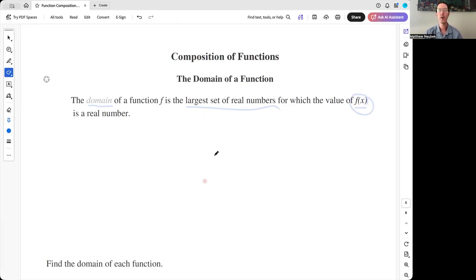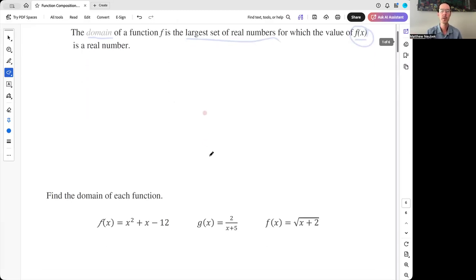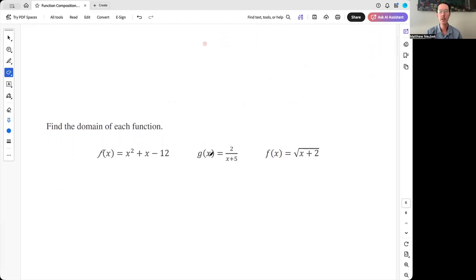Okay, so the way that I usually describe this is it's a list of numbers that we're allowed to plug into the function. We're not going to plug them all in, but just which ones am I allowed to plug in? For example, you can plug in positive numbers or negative numbers or even numbers, right? It's going to be a group or a list of numbers. So that's what domain is. Let's look at some examples. Let's make it real, okay?